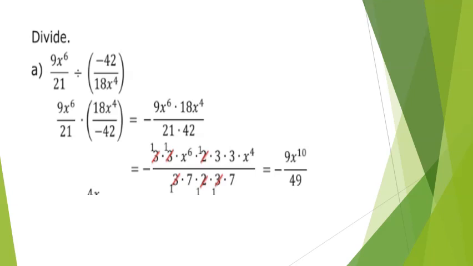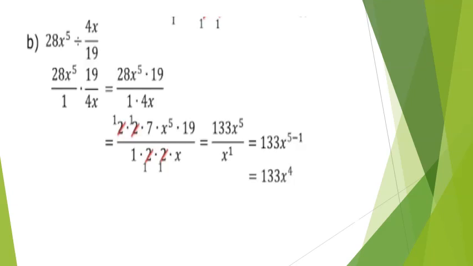X to the 6th times x to the 4th power. When you have the same base, which we do, which is x, we just add our exponents, which is 6 plus 4, as long as they're in the numerator together. In the denominator, we don't have any exponents. We just have numbers left, and that's 7 times 7, which comes out to 49. We can't forget about bringing that negative symbol over. So our answer is negative 9x to the 10th power over 49.